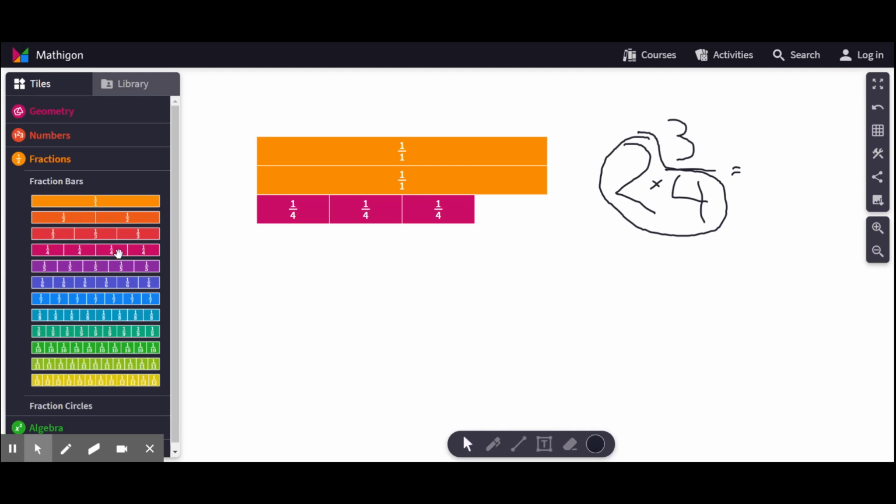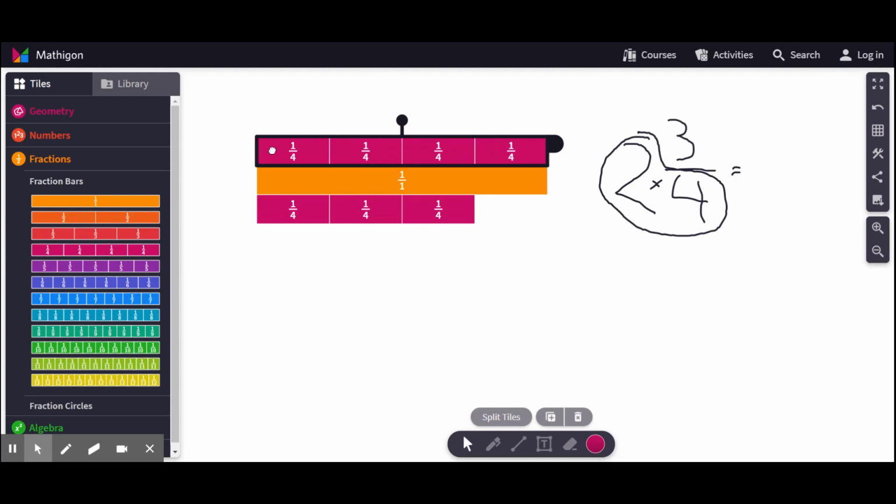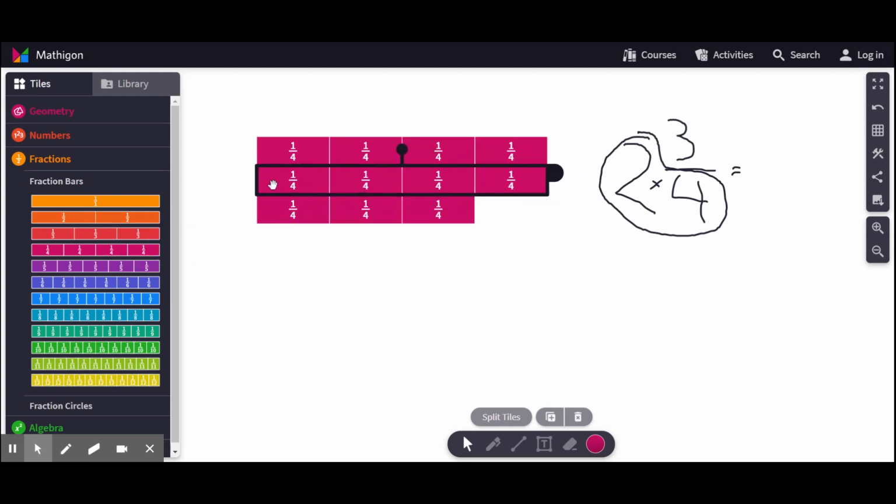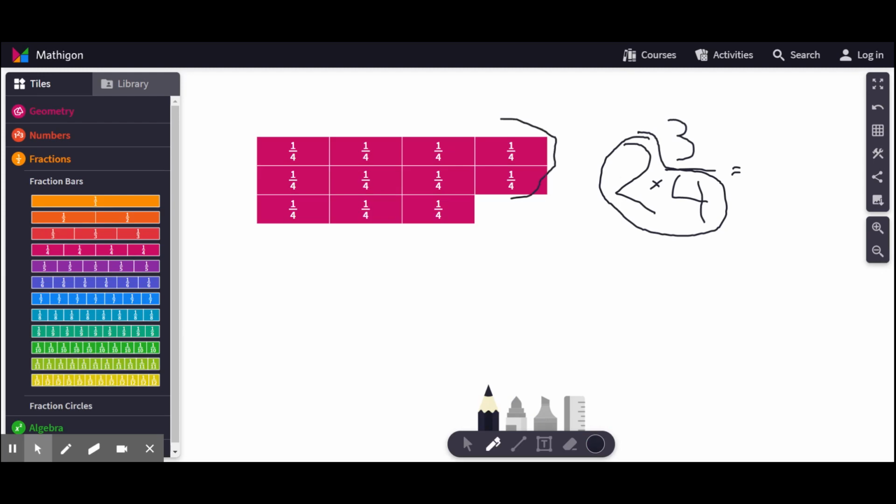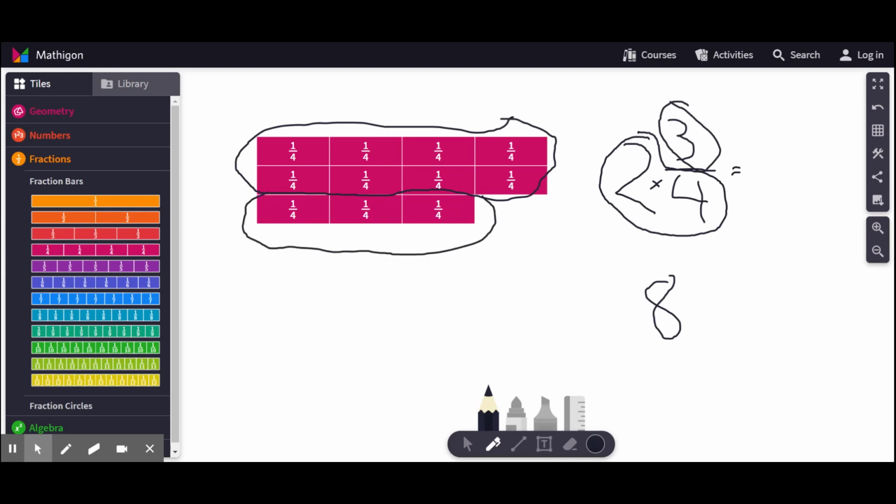If I take each whole and turn them into fours, 2 wholes times 4 pieces gives me 8 fourth pieces. But I'm not done. I still have 3 more pieces up here. So now I've got to add these other 3 pieces to get my total. So 8 plus 3 is going to give me what? It's going to give me a total of 11 fourths.